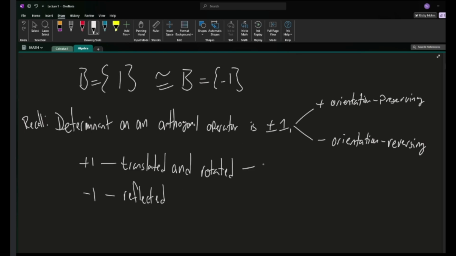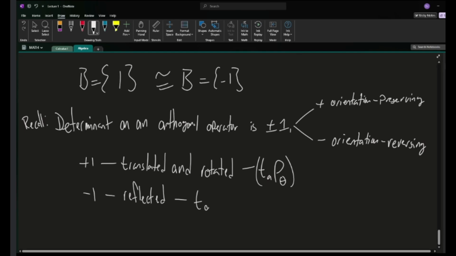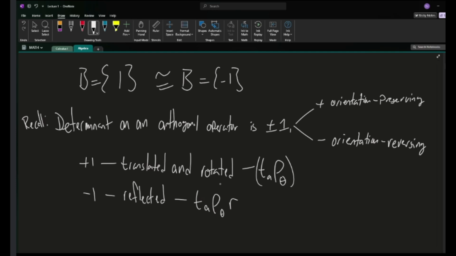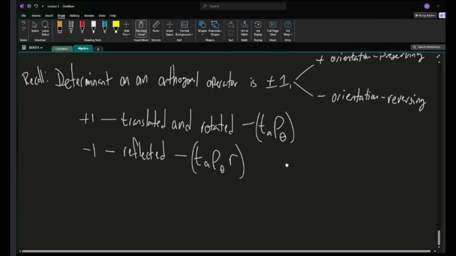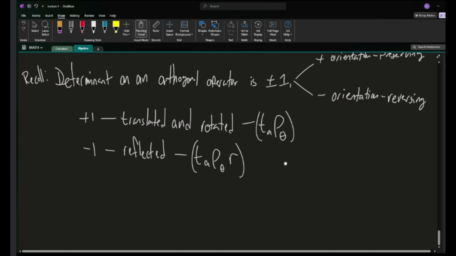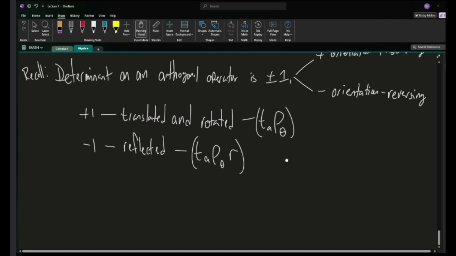So if we have a translation T, and we also denote rotations as rho of theta, then that's orientation preserving. But if we have the same exact T of alpha, rho of theta, and let's say we have a reflection, then that's immediately orientation reversing. So anything that has some sort of reflection is in fact orientation reversing.